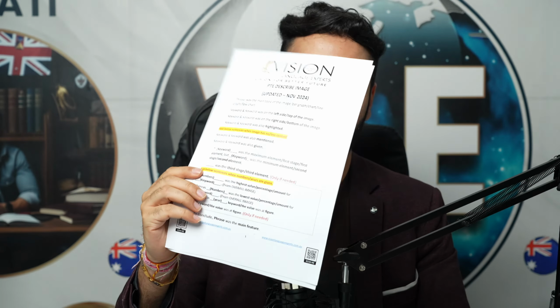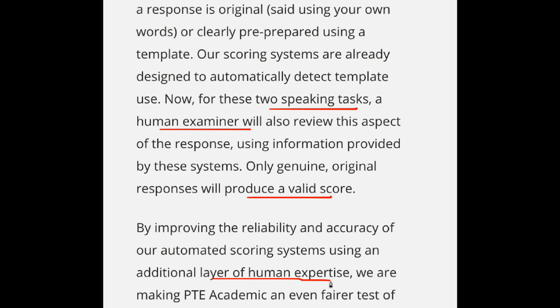Pearson has stated that the templates are not going to work anymore. Don't worry, I have a solution for you guys. This video is going to be for templates for describe image and Retell lecture from November onwards.